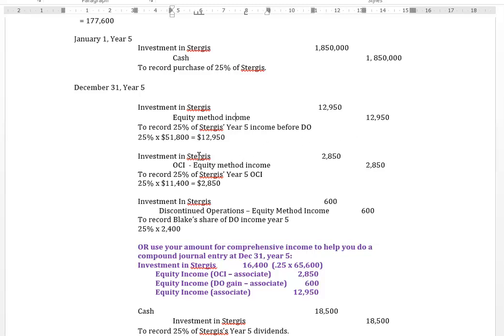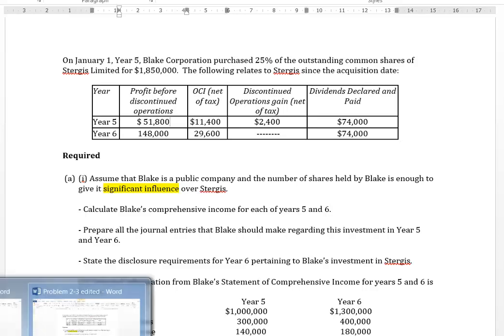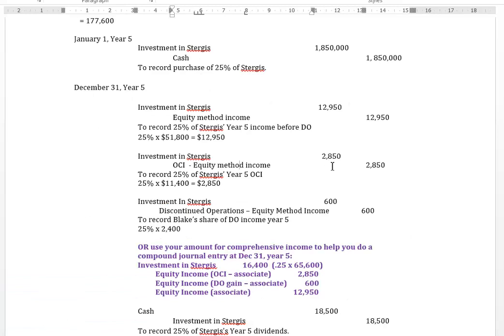Now we're also going to pick up our share. Blake will pick up its share of the OCI that Sturgis booked. So again, it's part of the equity method income because we're picking up that piece that the associate earned as unrealized gain. So we debit our investment, increasing our investment in Sturgis. Don't forget, these are Blake's entries. And we're going to credit the OCI based on our relationship with the associate for $2,850. How do we get that? Well, if you go back to the question, you can see the OCI in year 5 that Sturgis booked was $11,400. So 25% of that is $2,850.